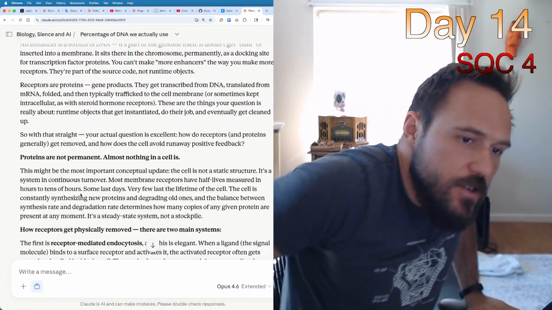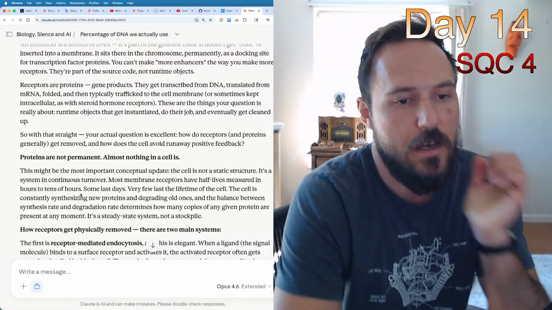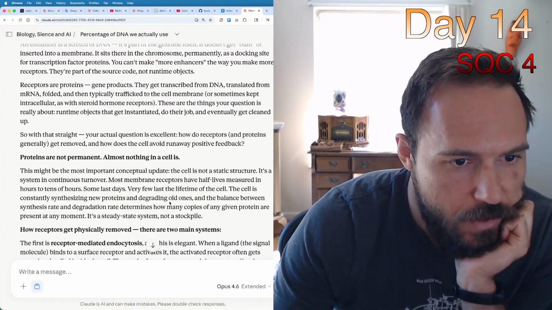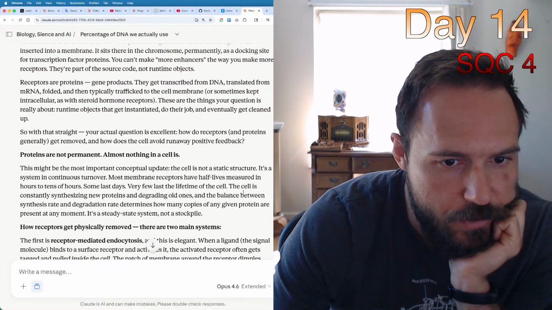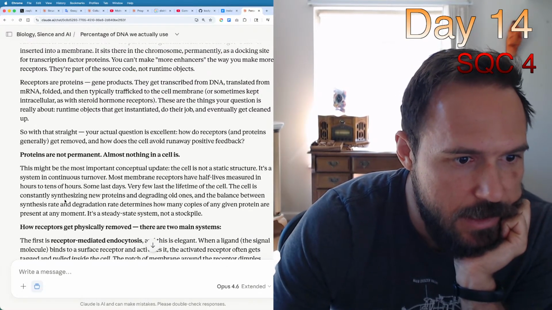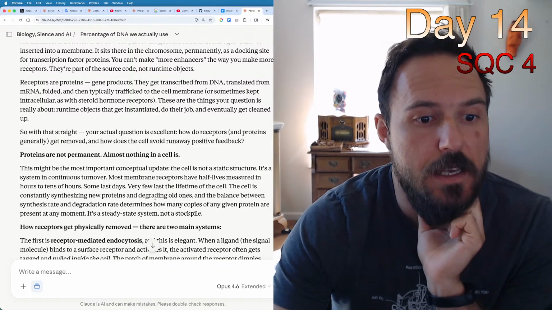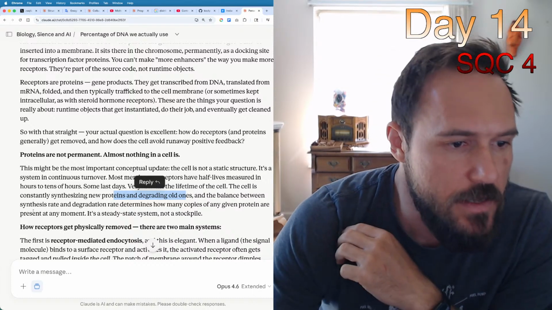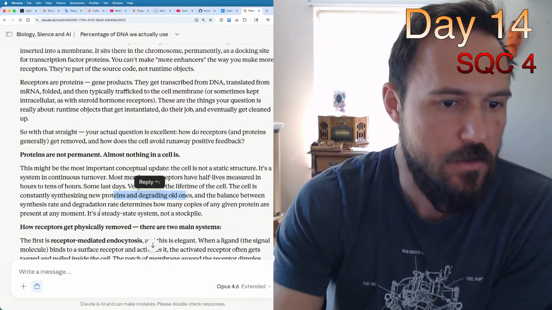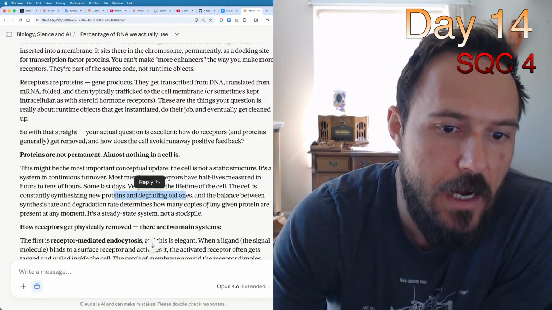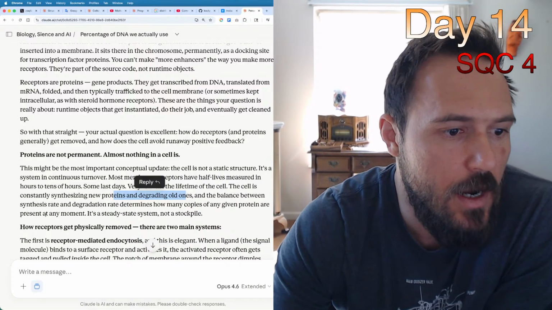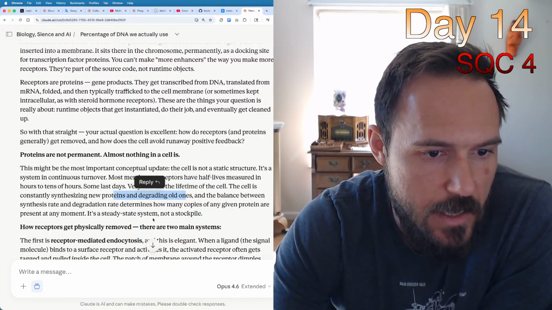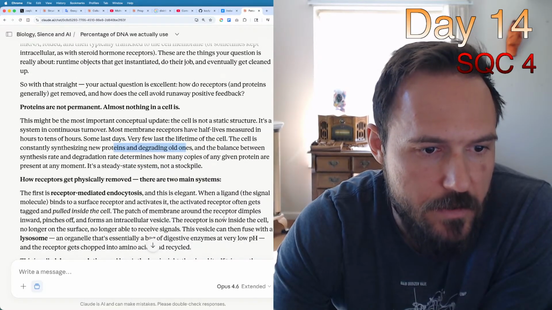Oh, that's so understandable now. Some last days. Very few last the lifetime of the cell. The cell is constantly synthesizing new proteins and degrading old ones. The balance between synthesis rate and degradation rate determines how many copies of any given protein are present at any moment. It's a steady state system, not a stockpile.